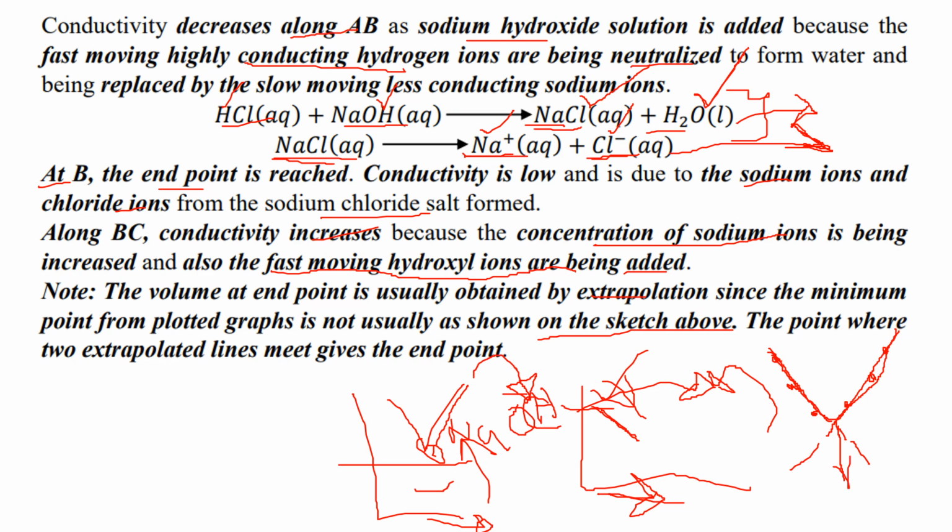That's why we are telling you that the endpoint, whenever you sketch the graph, is always going to be got by extrapolation in case you have plotted your graph when provided with tabulated data. So you're saying that the point where the two extrapolated lines meet is going to give you your endpoint. I hope that is understood.